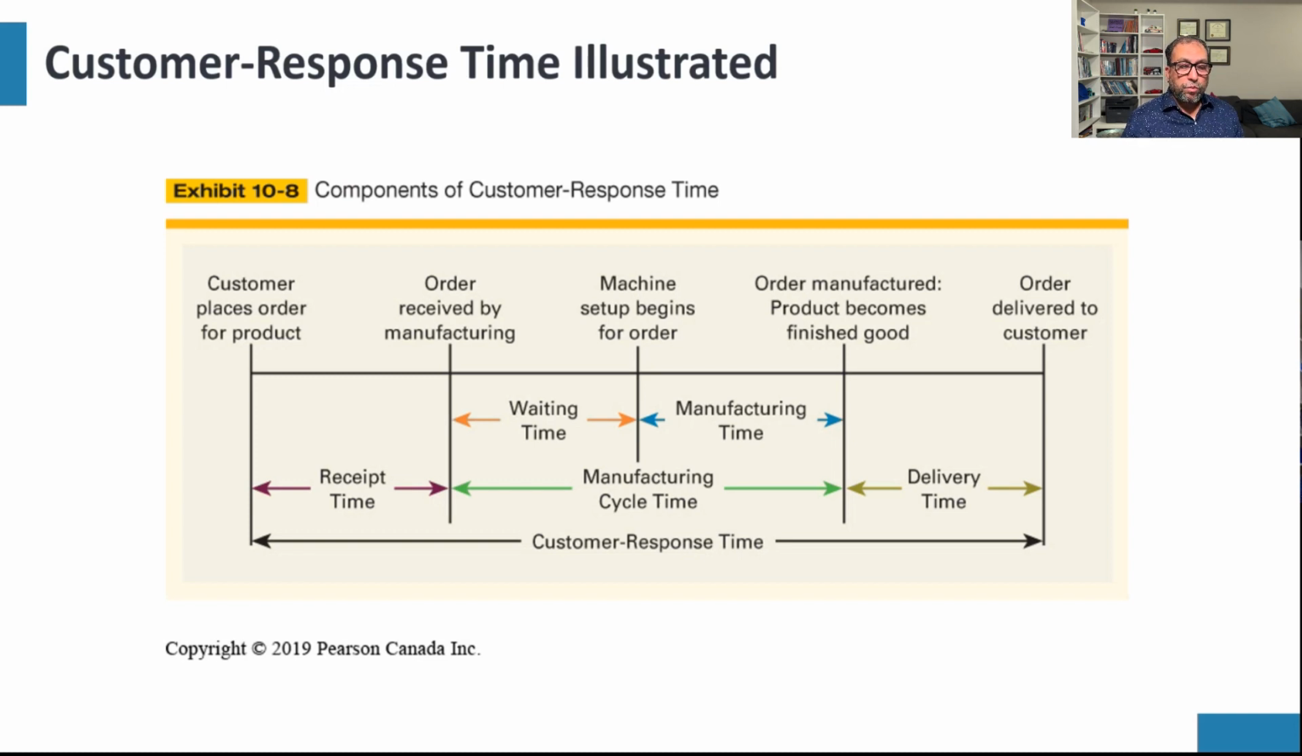So this customer response time is illustrated in a way that, when we are talking about customer response time, this is the time from ordering to the delivery. When we are talking about the receipt time, manufacturing cycle time, or delivery time, these are different time periods. And wait time and manufacturing time.